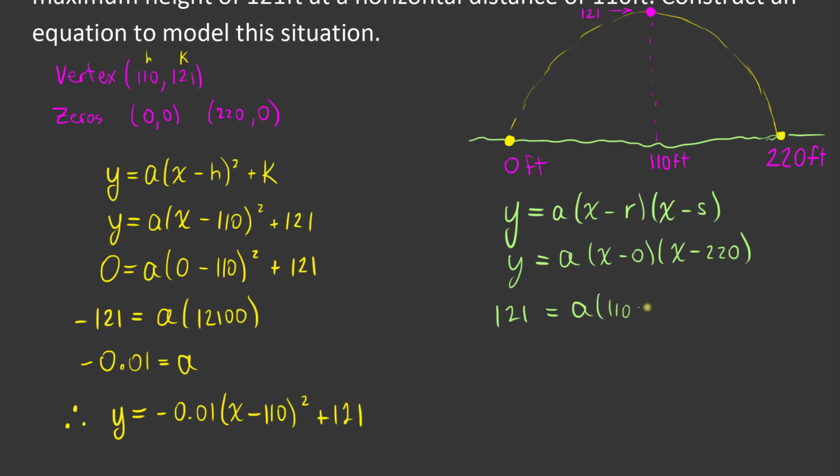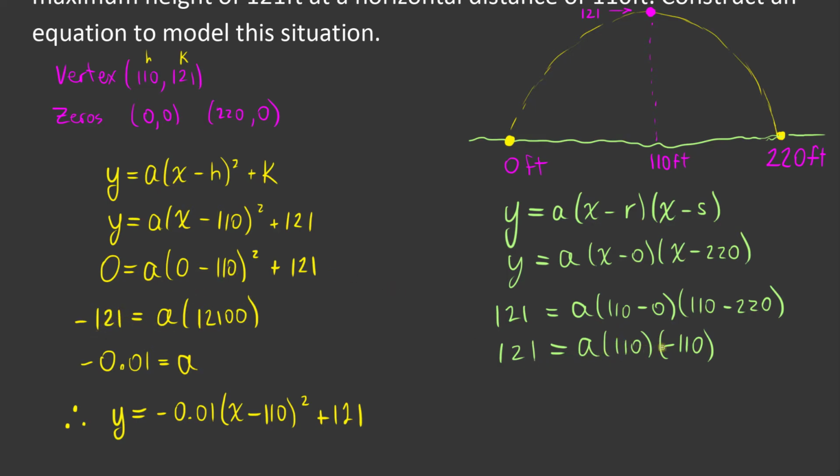And watch what's going to happen. I'm going to have 110 times 110. Because 110 take away nothing is 110. And 110 take away 220 is negative 110. I have a 121 on the left. Look familiar? We had to square 110 over here. I had a 121 on the left.